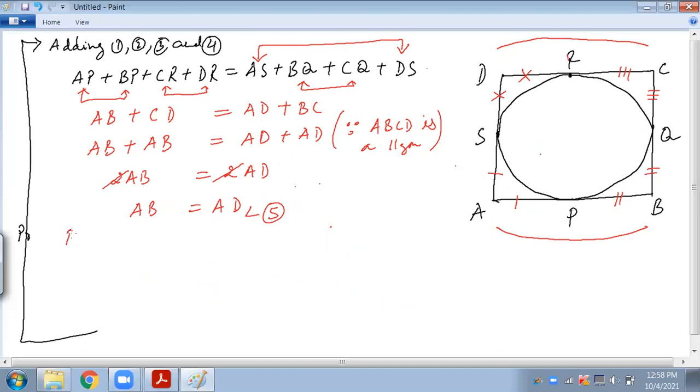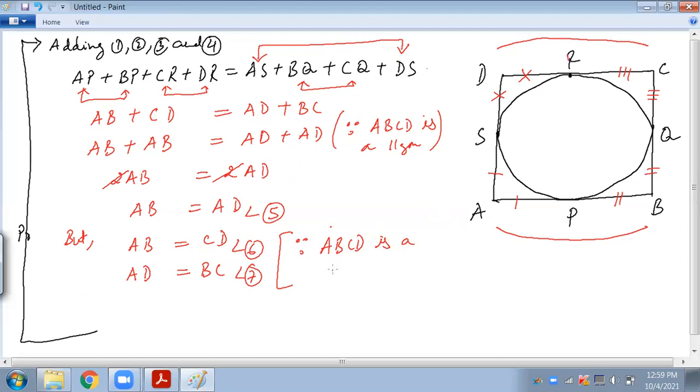We know AB is equal to CD and AD is equal to what? BC. We can mark this one as 6 and this one as 7, and the reason is that ABCD is a parallelogram, or the opposite sides of a parallelogram are equal. So we can just write: since ABCD is a parallelogram.